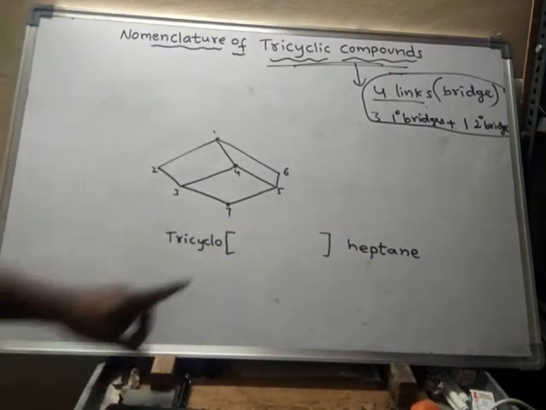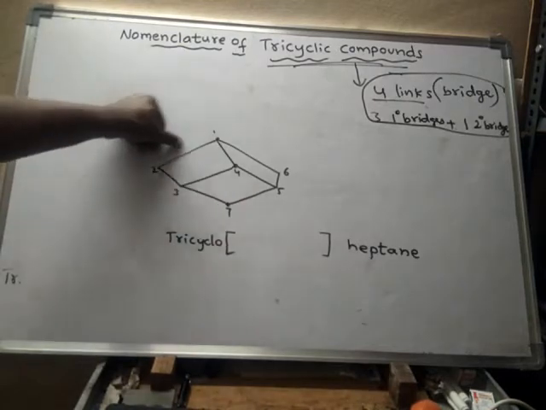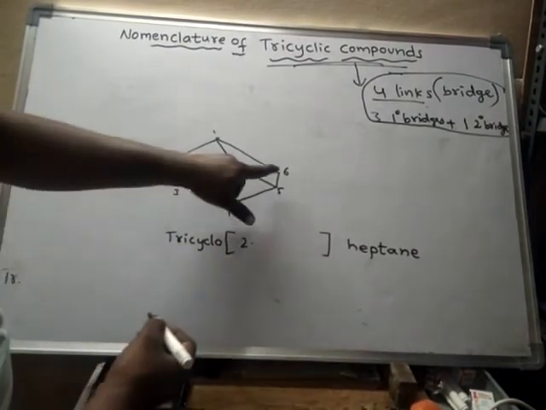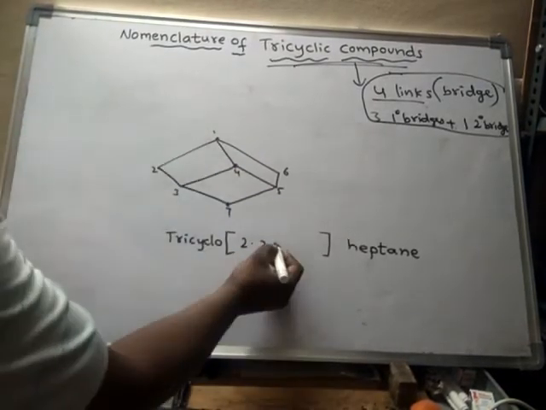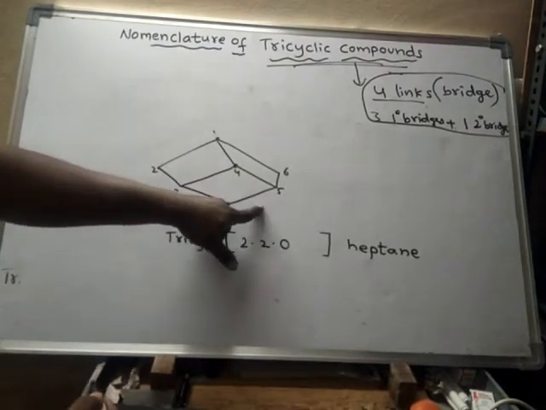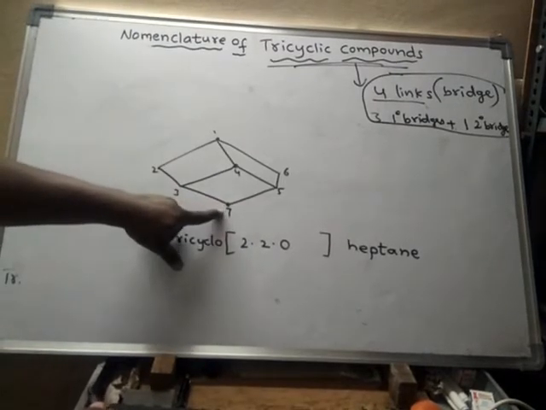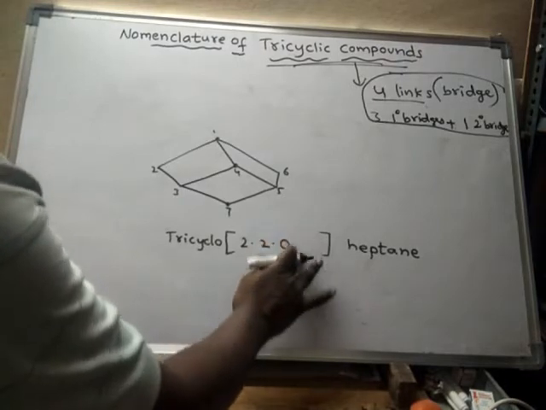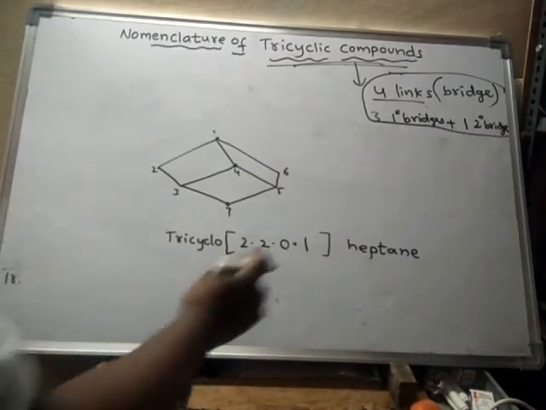And we have to mention the links, the number of atoms present in each link. So in this link 2 atoms are present, and in this link also 2 atoms are present. But in this link there are 0 atoms. So this is the 4th bridge, or the 4th link. So the secondary bridge, how many atoms are there? Only 1 atom is present.